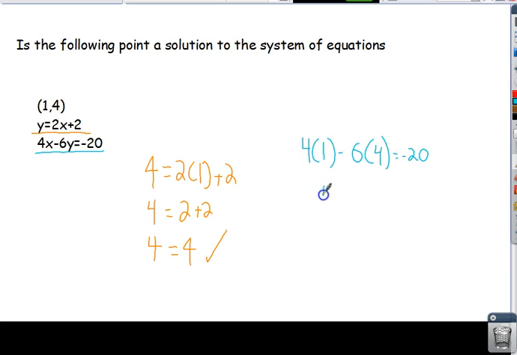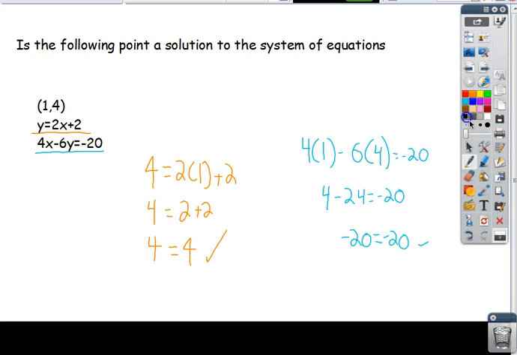As I check this, I get 4 minus 24 equals negative 20. Woo, look at that. Golly gee willikers. Negative 20 equals negative 20. That also is true. So I put it into the top one, I substitute it in the bottom one, and it works. So yes, in fact, it is a solution.